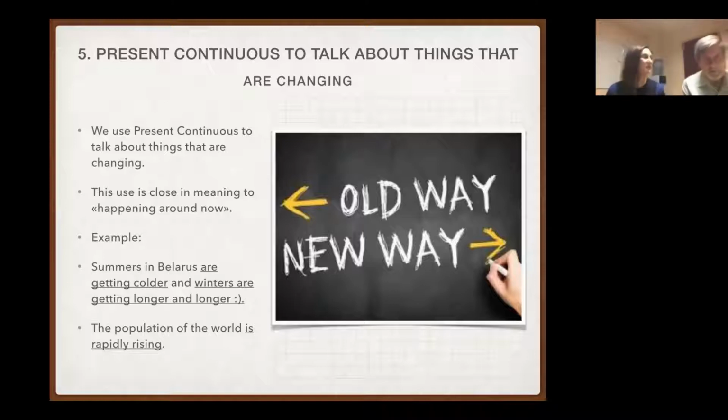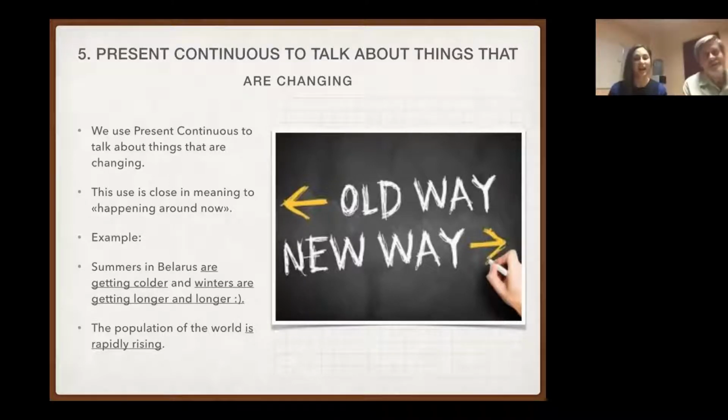Like, for example, you would say the weather forecast said it was going to be sunny today, but it's raining right now. And that is because the old way was it's going to be sunny. Now the new way, it's raining.